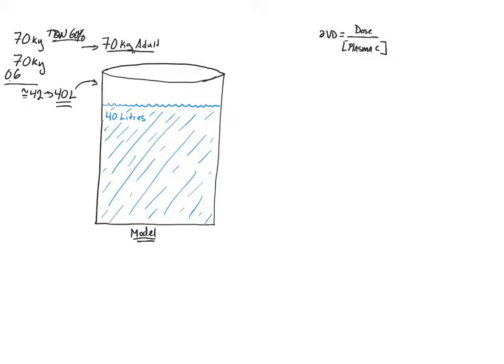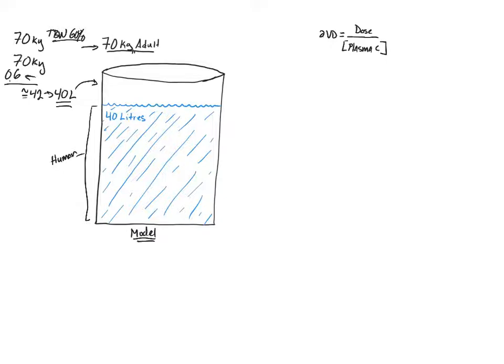So let's start here. Let's imagine that the human being is a bag or just a glass, and that glass contains 40 liters. So this is our human, and hopefully you can understand where I got the 40 liters, because we know that 60% of the total 70 kilogram weight will be water, and that's 40 liters. Okay, fair enough.